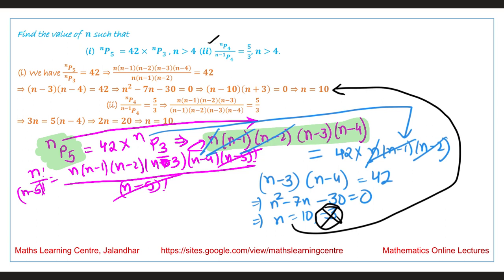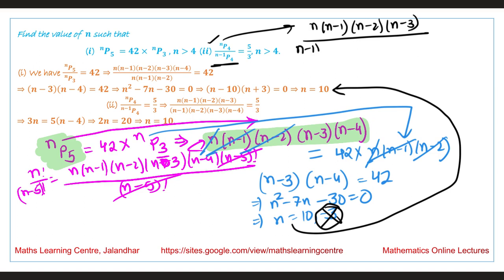Similarly, in this next question we have nP4. So nP4 means n into n minus 1 into n minus 2 into n minus 3, divided by, in the denominator we have (n minus 1)P4. So it is n minus 1, n minus 2, n minus 3 and n minus 4.